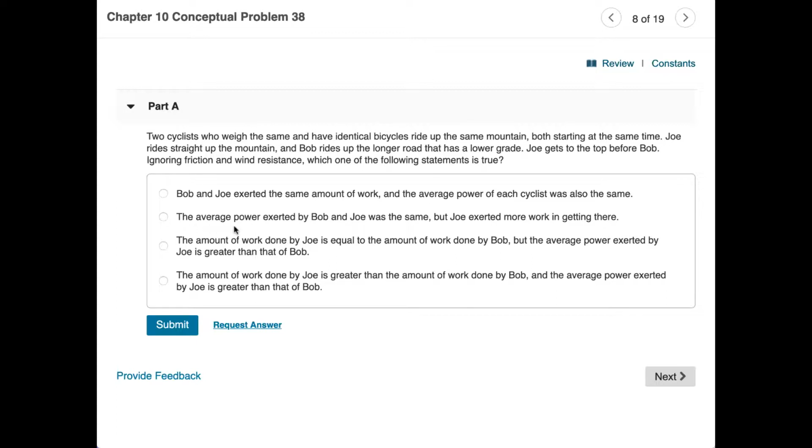The average power exerted by Bob and Joe were the same. Well, I just said the powers aren't the same. The amount of work done by Joe is equal to the amount of work done by Bob, but the average power exerted by Joe is greater than Bob's. Joe is more powerful because he did the work faster. So that one is the correct answer. The last one is the reverse, saying that Bob is more powerful. He did the work slower. He's not the more powerful.